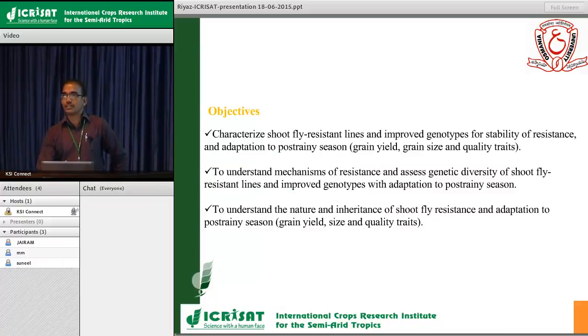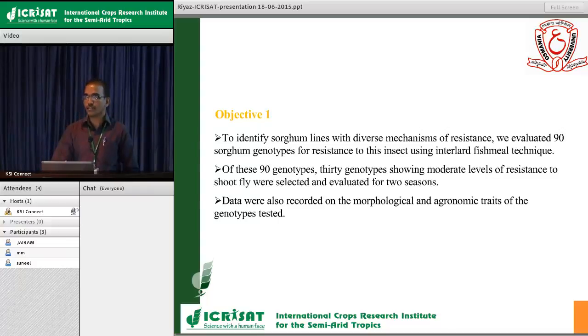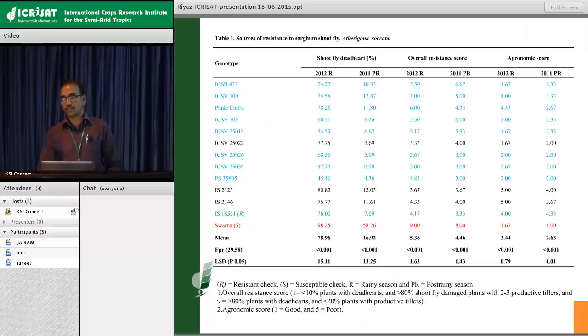In objective 1, we have taken around 90 genotypes and evaluated under 2 seasons, rainy and post-rainy seasons. And of these 90 genotypes, those that are performing well are showing resistance to fruit fly. Around 30 genotypes were selected, and these 30 genotypes were carried forward for further evaluation as well as to know the type of gene inheritance present in these genotypes for fruit fly resistance. So we have recorded the data on fruit fly resistance, morphological and agronomic as well as panicle traits.